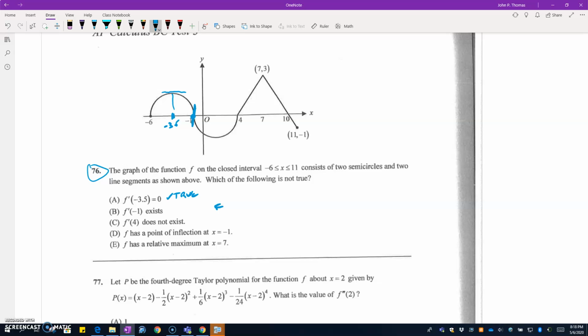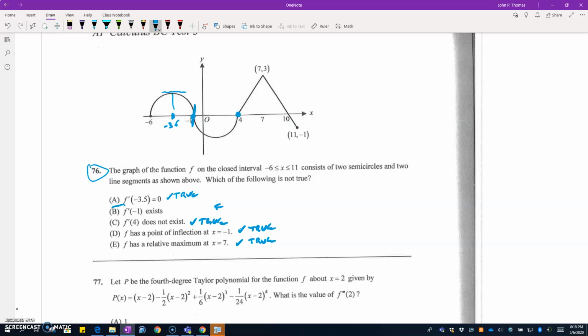So f prime of 4 does not exist. So the derivative at 4 does not exist. That's true. There's a corner there. Alright. f has a point of inflection at -1. That's true. It goes from concave down to concave up. And f has a relative maximum at 7. At 7 we definitely have a high point. It's actually an absolute, but absolutes are also considered relative. So we know for sure the others are true.